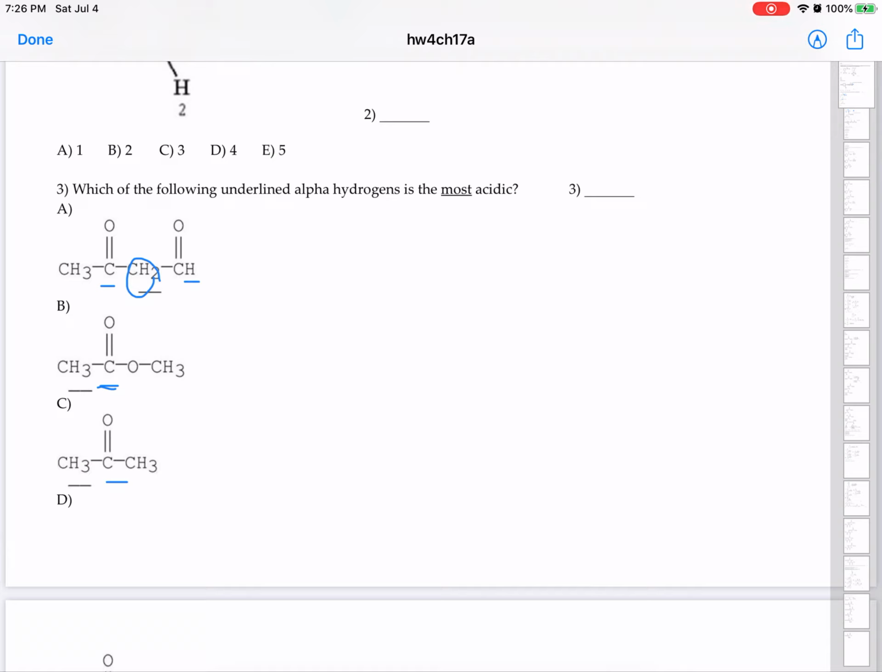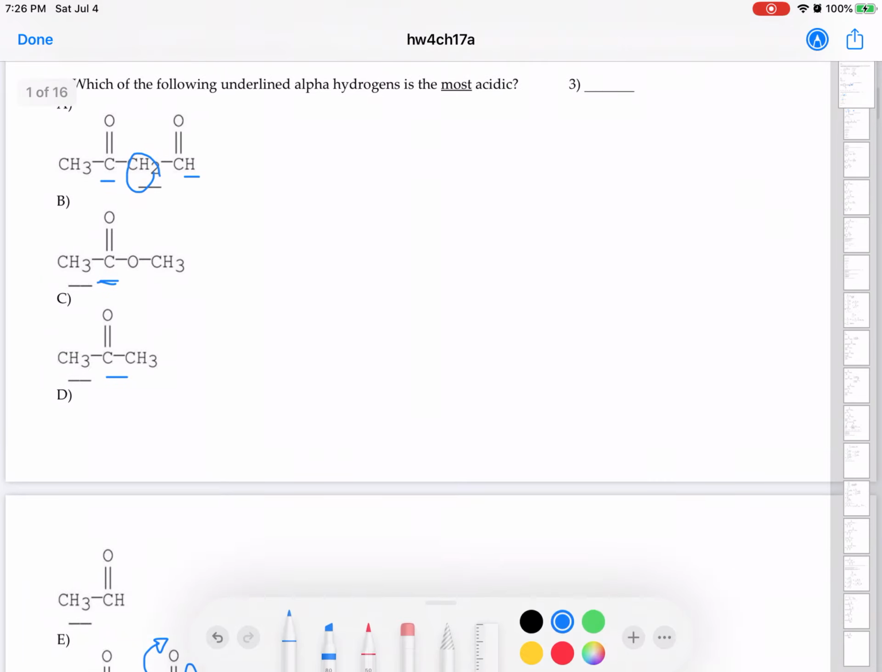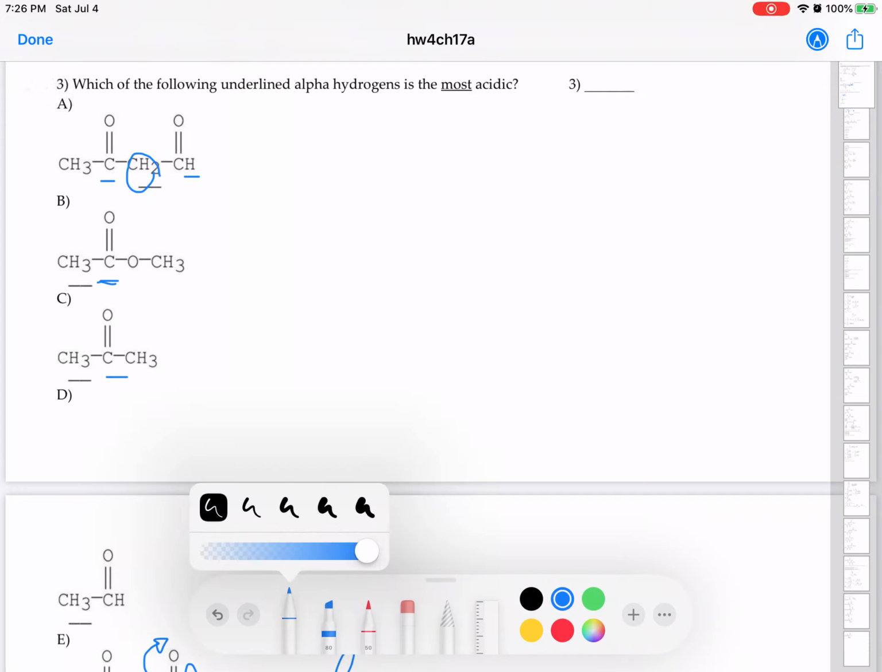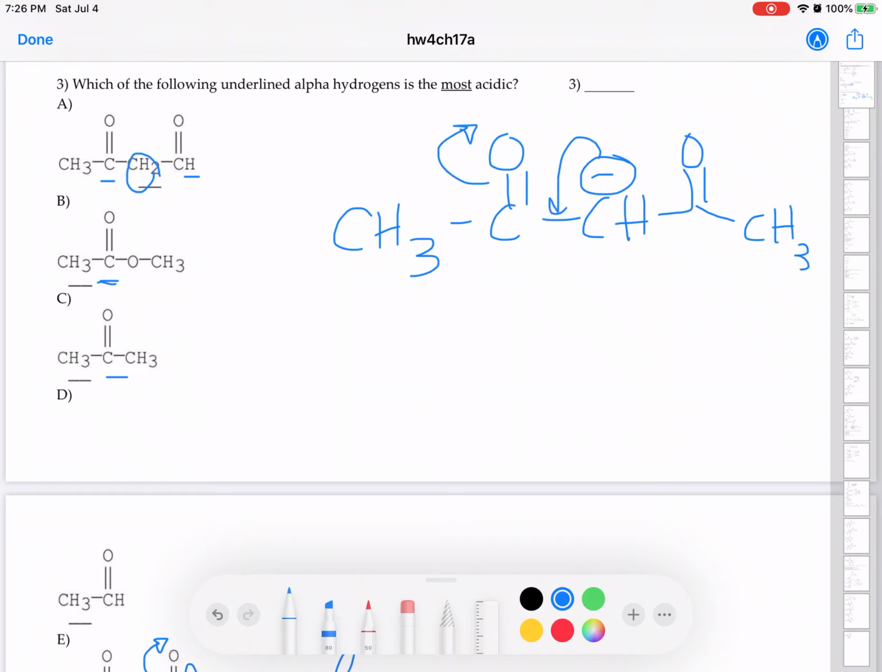Okay, A would be most acidic because there are 2 carbonyl groups, so the negative charge that we generate once the hydrogen is lost. Remember we talked about how acidity depends on how stable the anion is. CH3, CO, CH. Once that hydrogen is lost, this becomes CH. Now, if we can stabilize this by delocalizing electrons, that will make it very stable. So that is one resonance structure that we can draw. Also, we can draw another resonance structure like that. So the negative charge is delocalized. That will make it very stable.